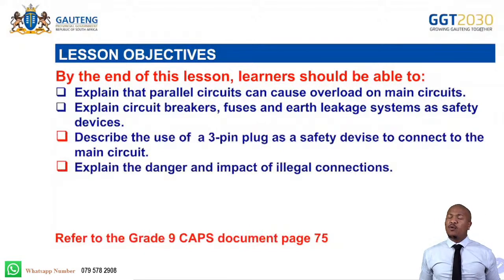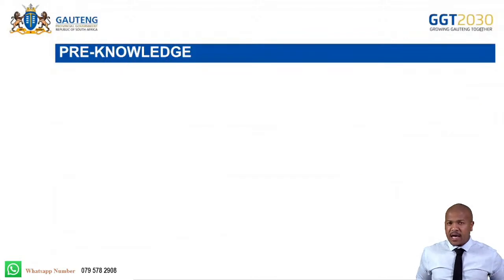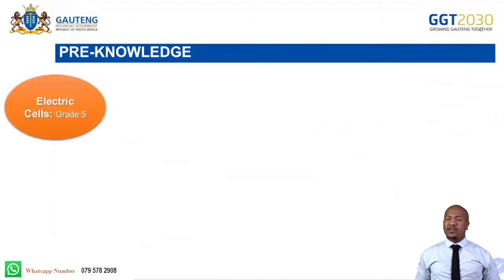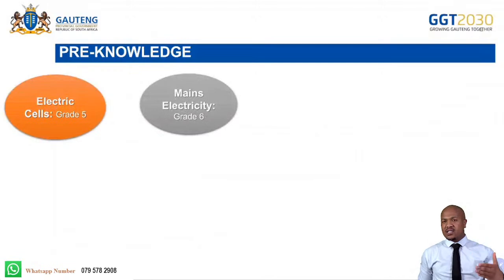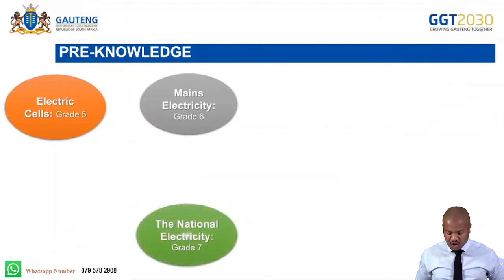Now let's move on to our pre-knowledge. Remember that this is what we have done in the previous grades and probably even in the grade that you are in now, and they all lay a foundation to today's topic. We started off with these topics in grade 5 when we were discussing electric cells. Then we moved on to mains electricity in grade 6. We also talked about national electricity in grade 7.